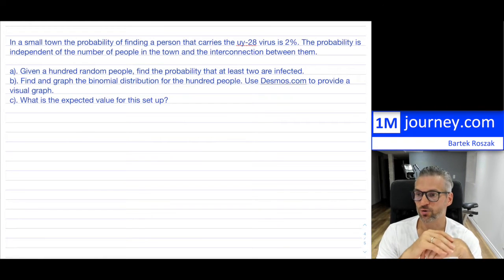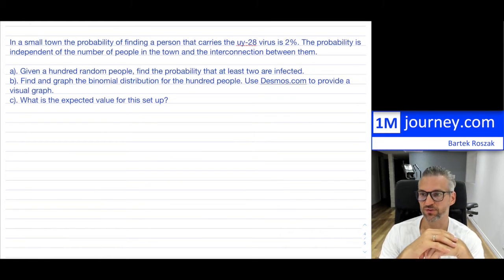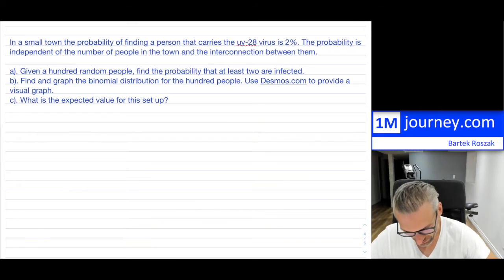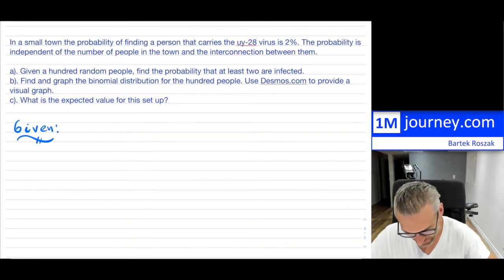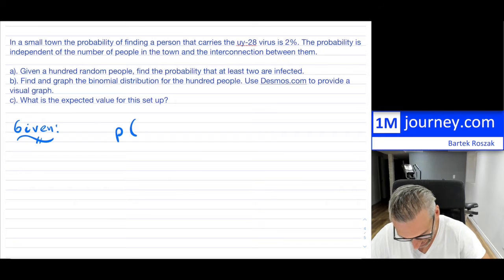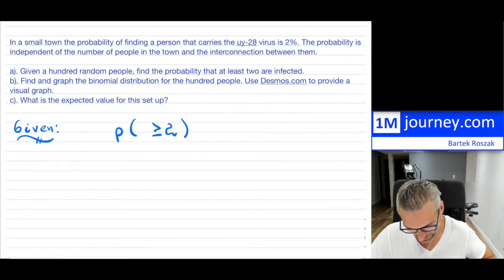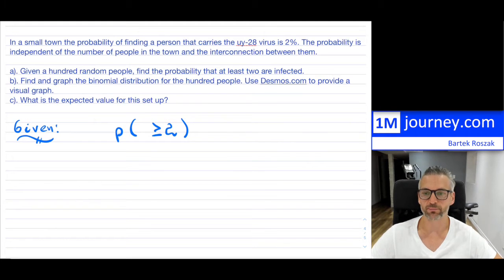So we have three different questions being asked of us. So given 100 random people, find the probability that at least 2 are infected. Okay, so how would we map this out? If we start this example, I'll do it with my traditional given here. We want to find the probability of at least 2, so this is going to be greater or equal to 2 people being infected.